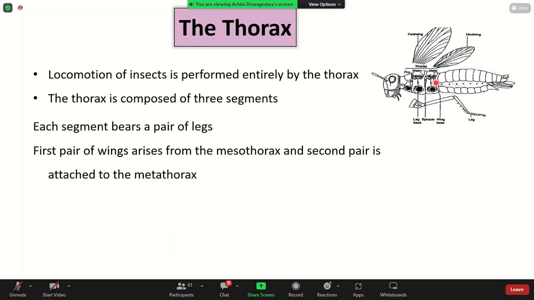Right? However, when we talk about wings, wings arise from the second segment onwards.